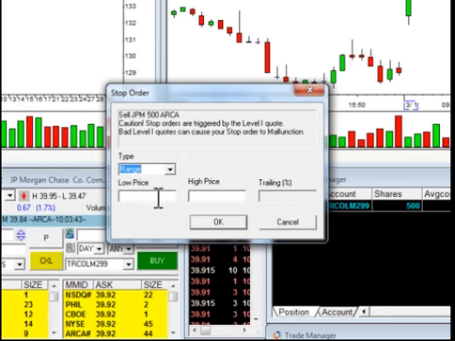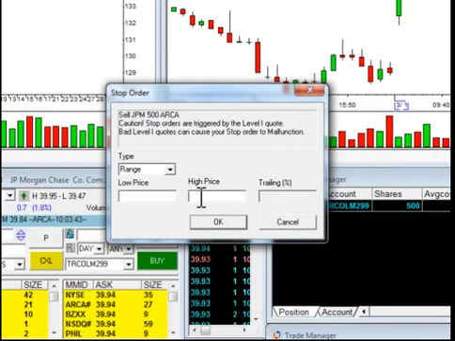It now gives me a low price and a high price. Because I'm long the share, my high price is going to be my profit target. I entered this trade at 39.84. I want to try and lock in profits at a higher price. So let's say I'm prepared to get out of the trade at 39.99.